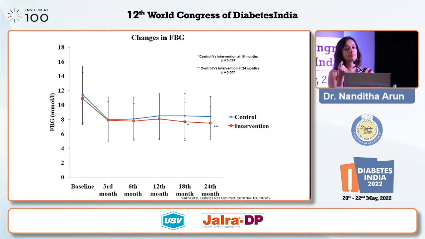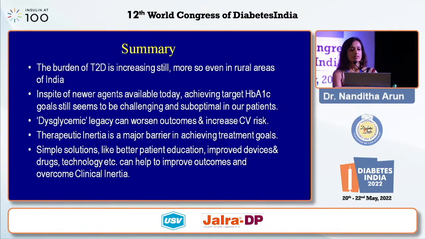So simple text messages on mobile phones actually helped in improving patient adherence and in turn improving outcomes in these patients. So in summary, we do have a huge burden of type 2 diabetes, especially in our part of the world, and not just in the urban but also in the rural areas.